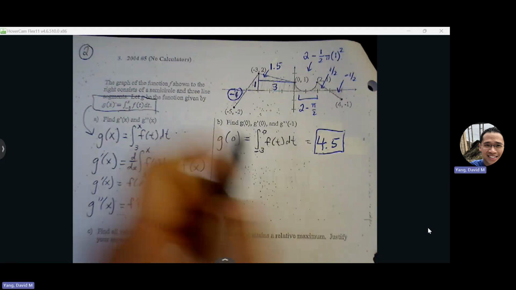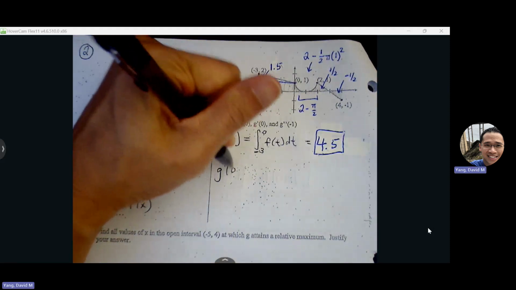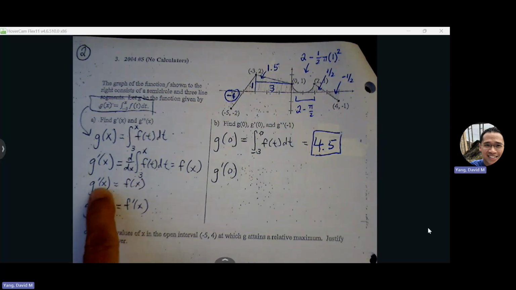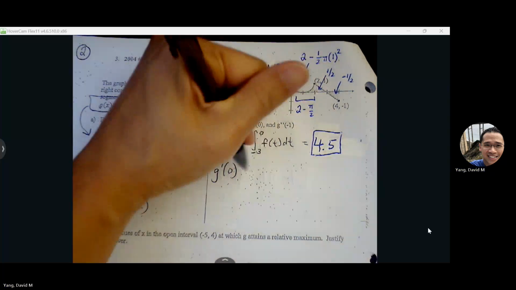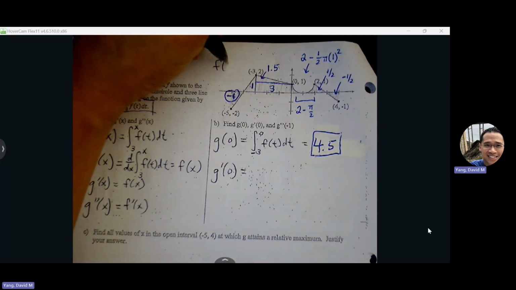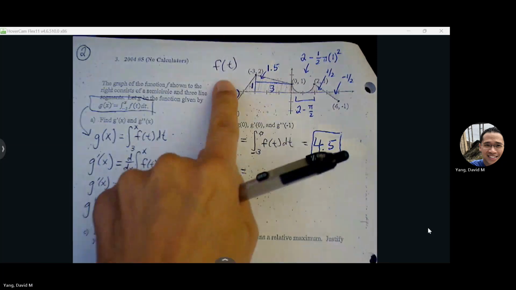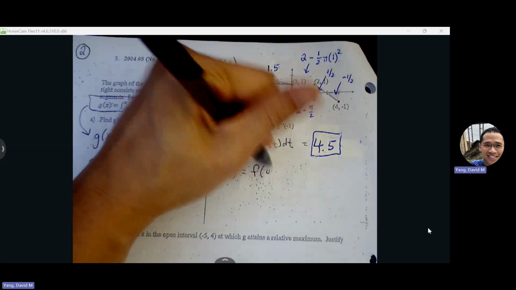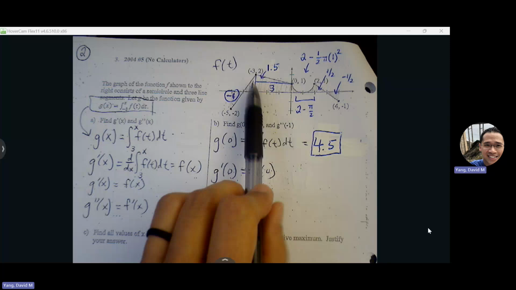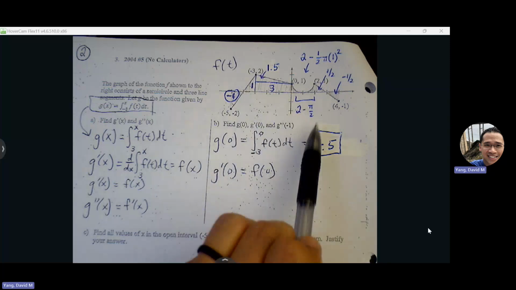Next up, we want to find g prime of 0. G prime of 0, we look at the definition that we've established. G prime of 0 equals f of 0. And remember, this is the f graph. So f of 0 is just asking for the y value. So what's f of 0 equal to? Just 1.